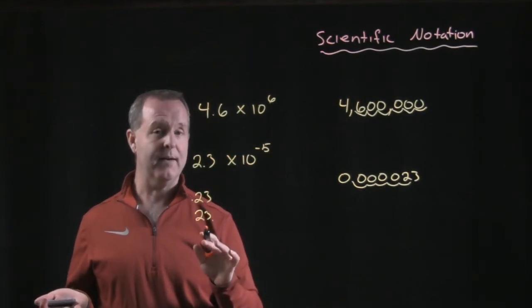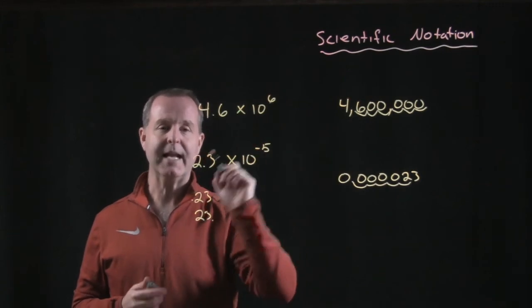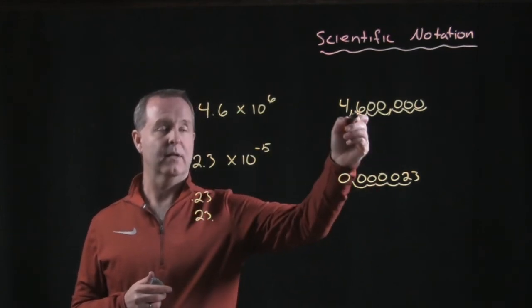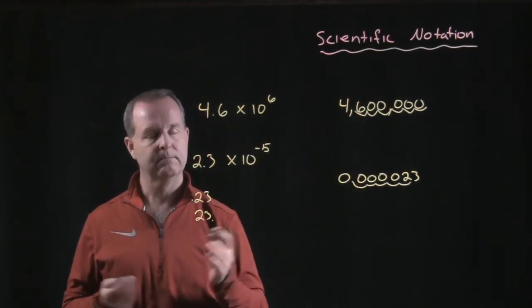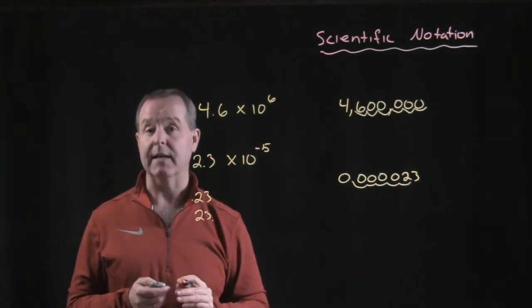Another way to think about it, if you want, is if I move the decimal point to the right, it creates a negative number. Moving the decimal point to the left creates a positive number. Whatever works best for you as you start to manage and use scientific notation.